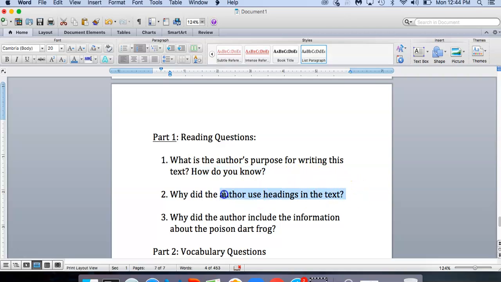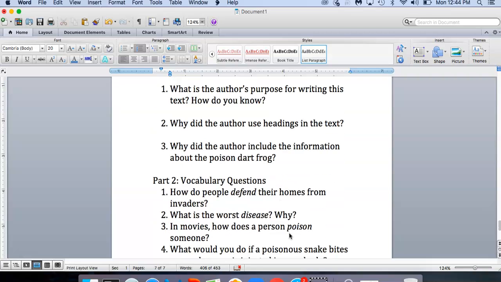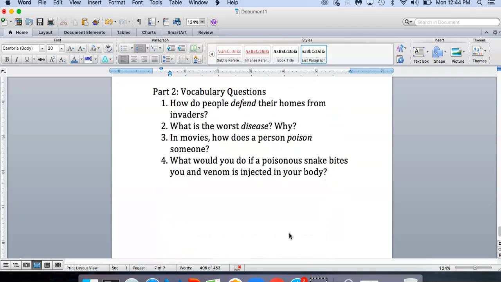The next one is, why did the author use headings in the text? Why do writers do this? And the last question is, why did the author include the information about the poison dart frog? Okay, so for the vocabulary words, you have 4 questions to answer. The first one is, how do people defend their homes from invaders? Invaders would be like robbers or thieves that come to your house to steal something.